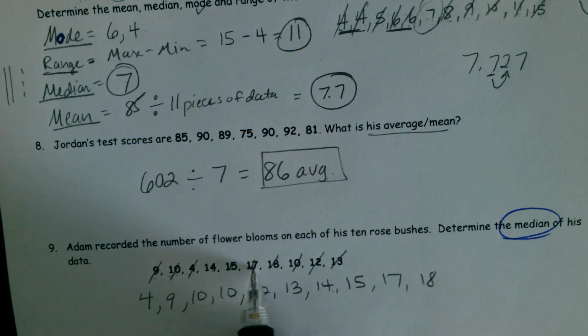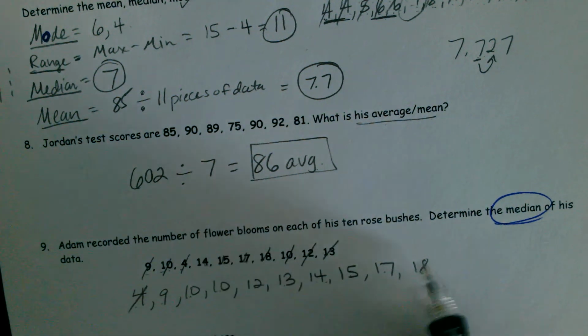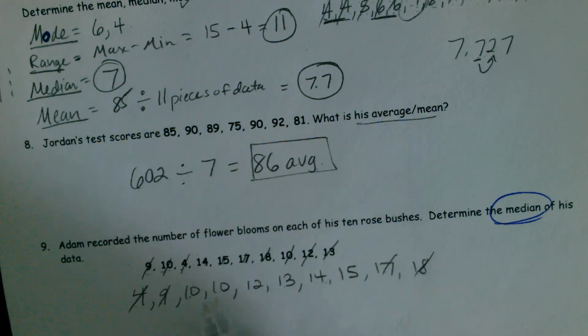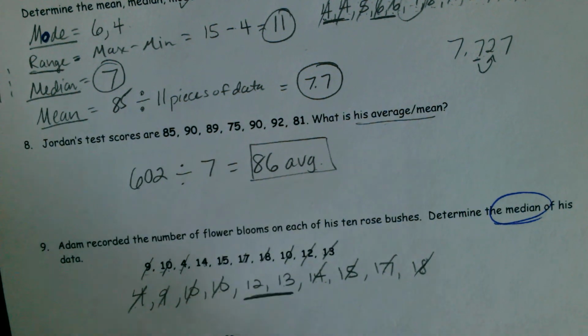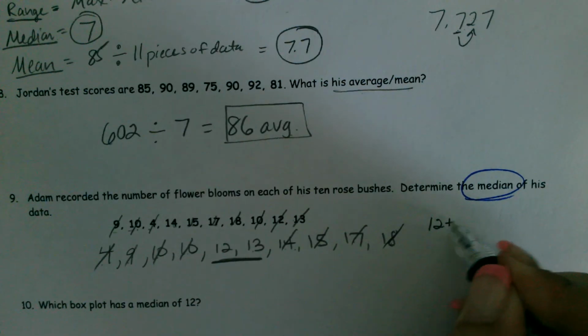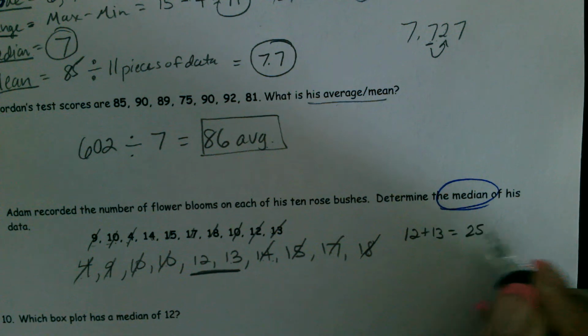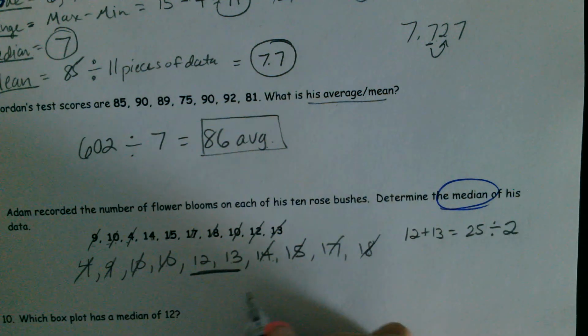1, 2, 3, 4, 5, 6, 7, 8, 9, 10. Now I'm going to cross one off from each side. What you're going to notice is because we have an even number of data, we have 2 middle numbers. So since we have 2 middle numbers, we have to add them together, which gives me 25, and then I have to divide by 2.